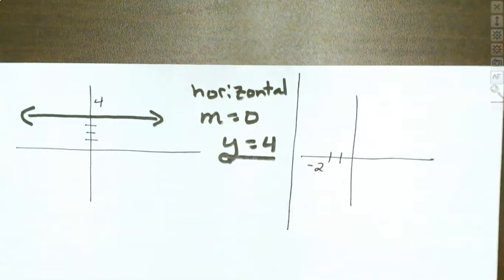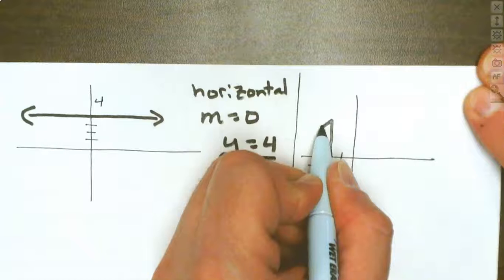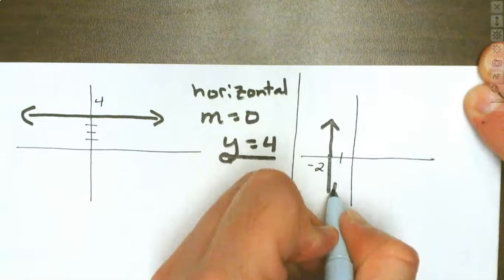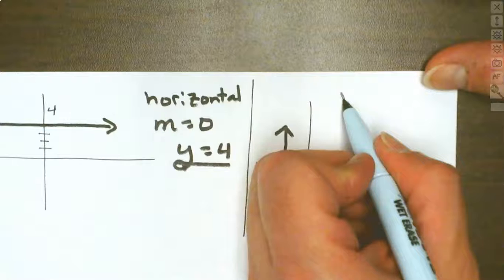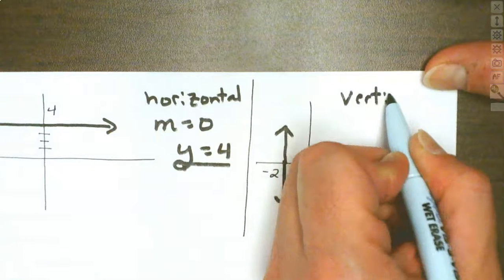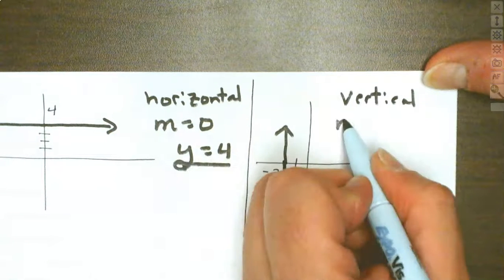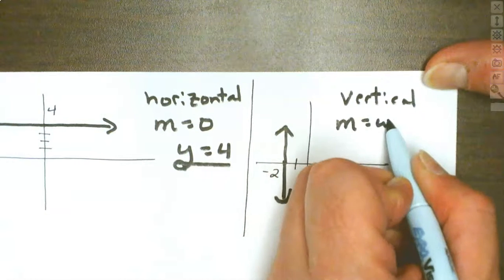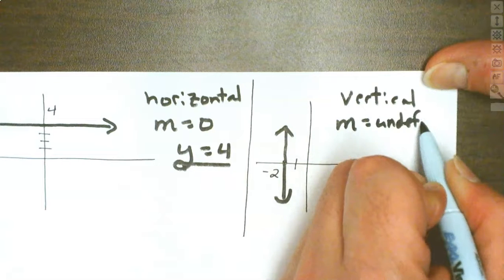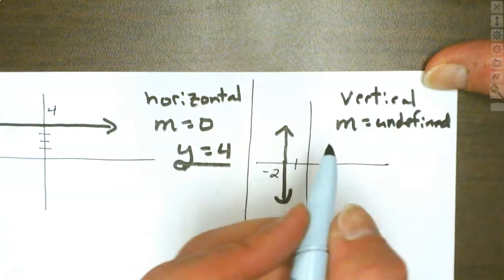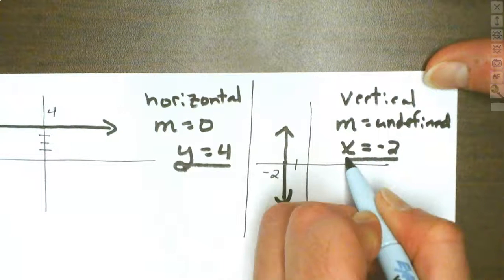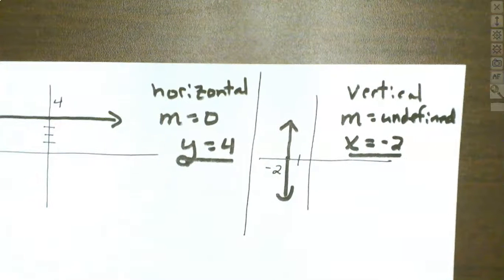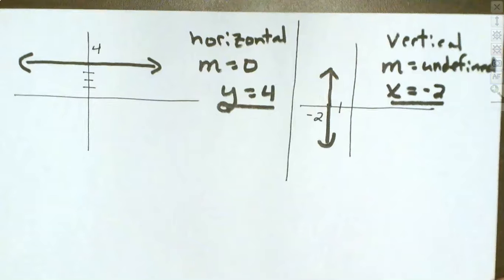So here's going to be our vertical line here. And a vertical line, what do we know about our slope? Okay, it's vertical. My slope is undefined. And in this case, it's going to be x equals -2. Remember these back from the last section.